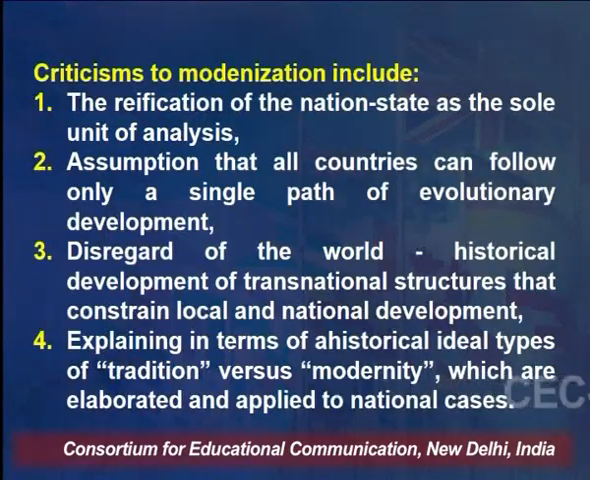Third is disregard of the world historical development of transnational structures that constrain local and national development. And the fourth one is explaining in terms of ahistorical ideal types of tradition versus modernity, which are elaborated and applied to national cases. So these are some of the criticisms of modernization, and based on these criticisms, Wallerstein has outlined his focused research agenda, like in which particular areas he wants to focus and which particular aspects of the world economy or international system he wants to highlight.